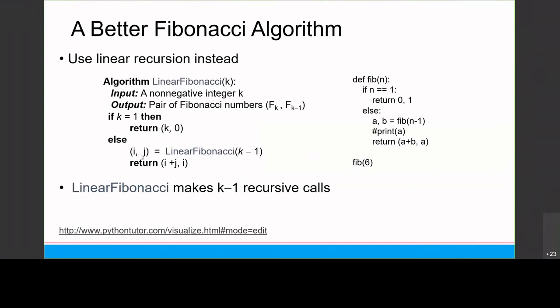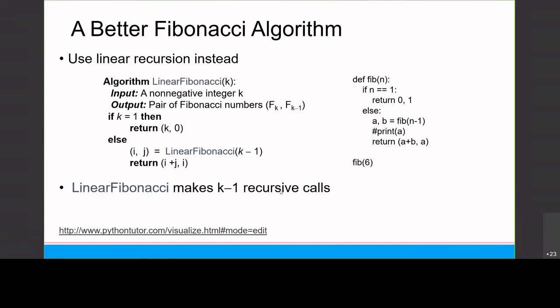And then I have the i comma j. It has the function linear Fibonacci k minus 1. So every time I go to the next minus 1, I will put the i and j. So it means the two numbers before. And I will return i plus j comma i. So there will be always two numbers, these two numbers. So this k will make only k minus one recursive calls.